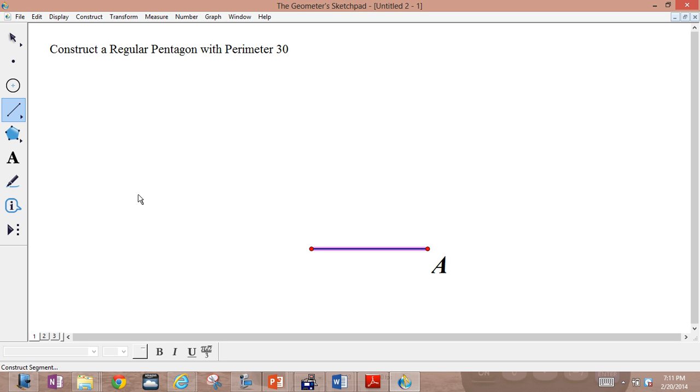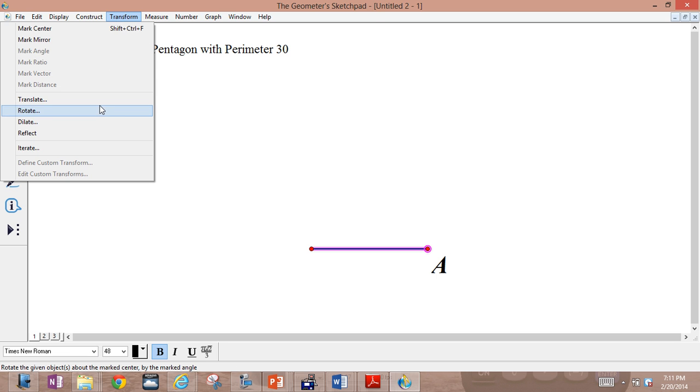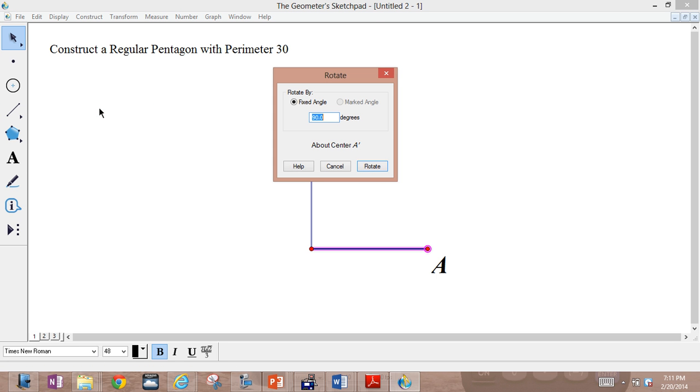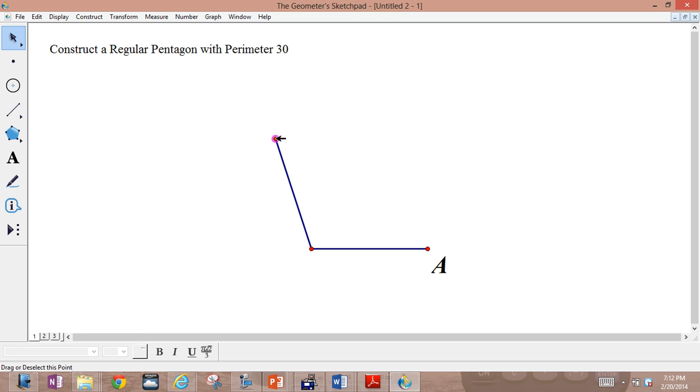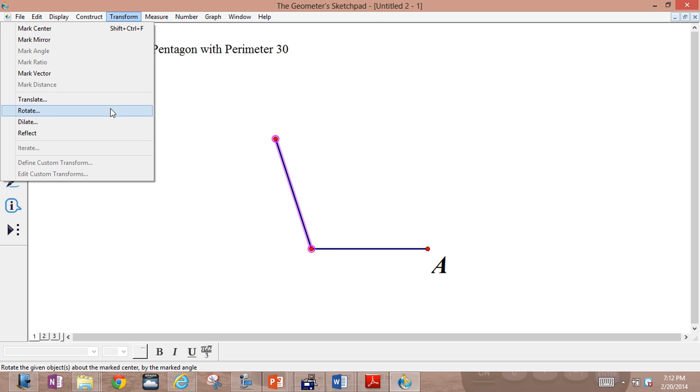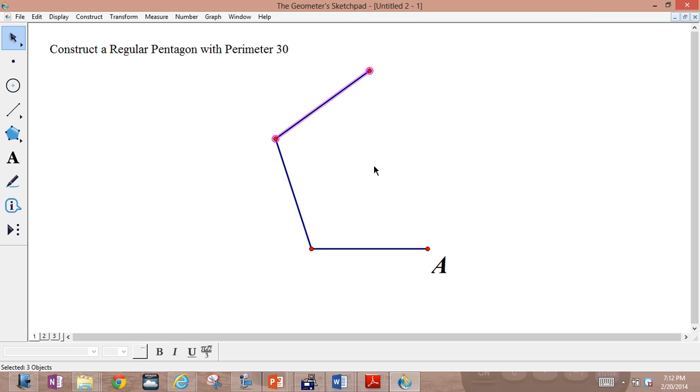How will we proceed with that? Well, we're going to do the rotation. The angle measure for the regular pentagon, hopefully you remember, is 108 degrees. So I'm going to rotate the segment about the point A, 108 degrees. Rotate, and I'm just going to keep that rotation going. There's my center of rotation now. Rotate again. Transform, rotate 108 degrees.